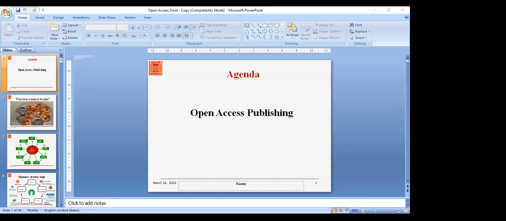We can use them to progress our research activities. And all these tools are free, so there is no need to pay anything. We can access all tools freely.